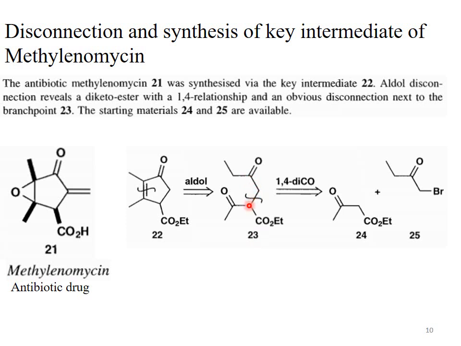When this pi bond is disconnected, we obtain compound number 23. It's a 1,4 diketone. This is 1, 2, 3, 4. The pi bond, that is the alpha beta unsaturated, is present between the alpha and beta carbon. When this bond is disconnected, we obtain fragment 23, and this pi bond is formed through aldol reaction.